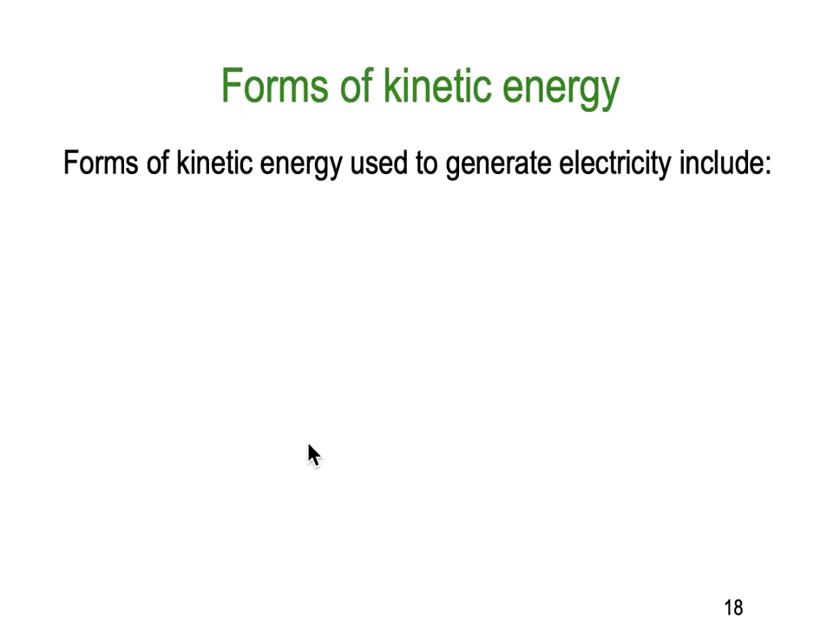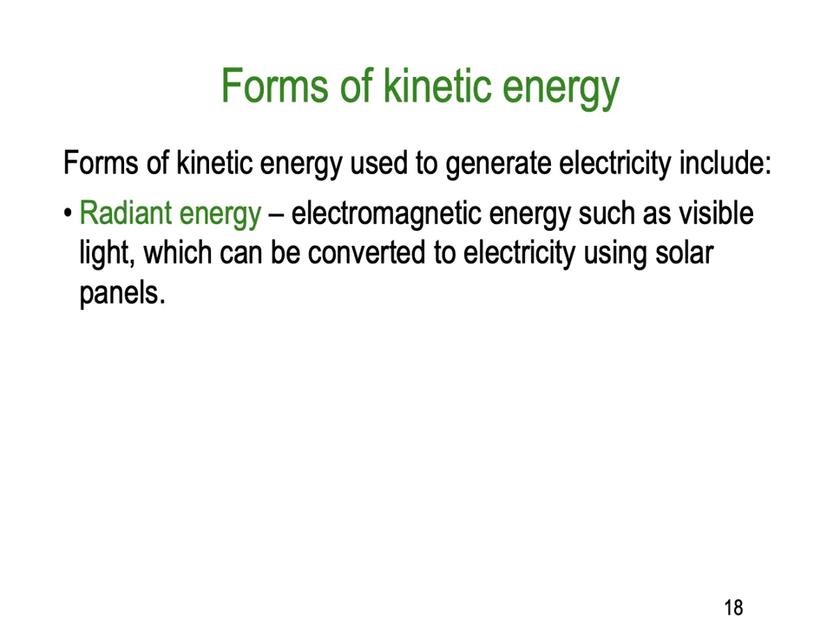So what about forms of kinetic energy? That was potential energy. Now, forms of kinetic energy used to generate electricity. These include radiant energy, electromagnetic energy such as visible light, which can be converted into electricity using solar panels. So that's kinetic energy.